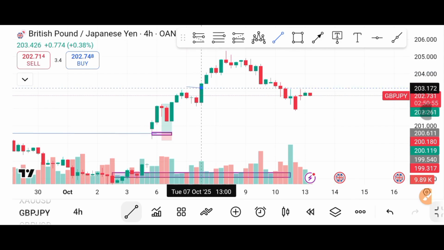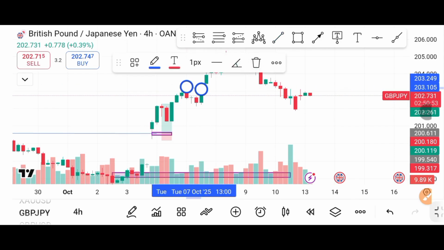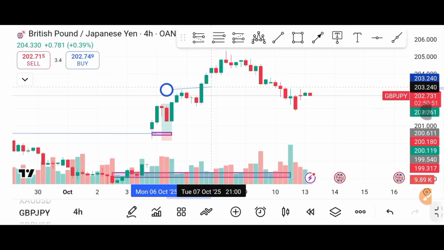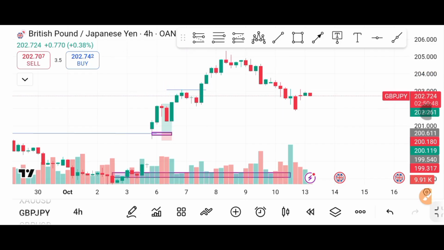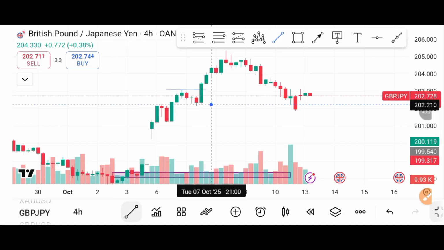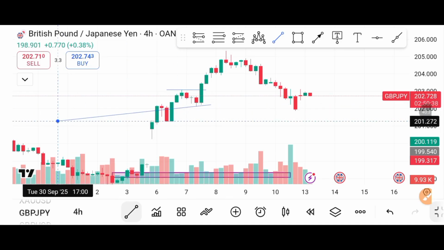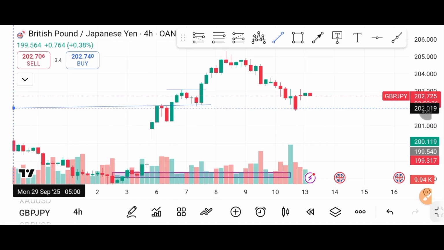this tiny break of structure here. Then let's clear our chart. And let's mark this one out again. I just removed it by mistake. So let's map it out correctly.